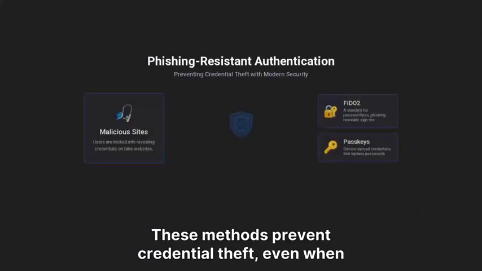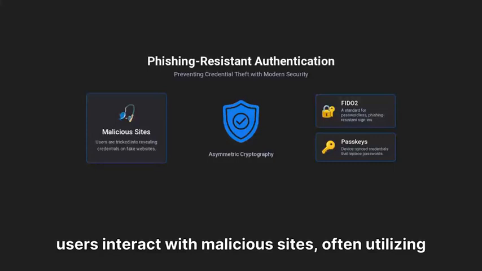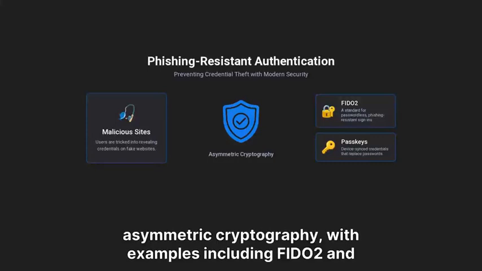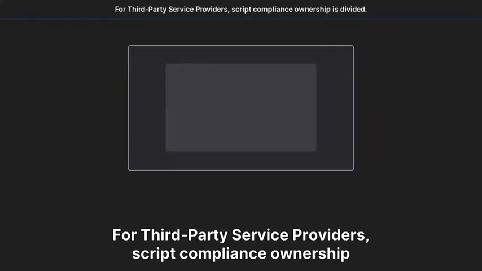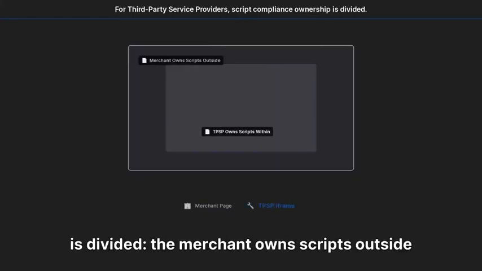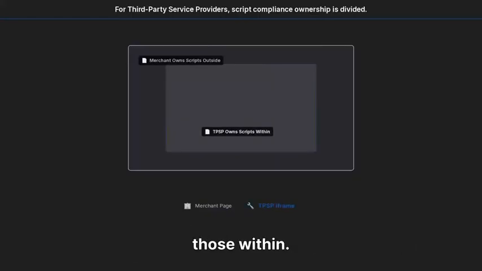These methods prevent credential theft, even when users interact with malicious sites, often utilizing asymmetric cryptography, with examples including FIDO2 and passkeys. For third-party service providers, script compliance ownership is divided. The merchant owns scripts outside the TPSB's frame, while the TPSB owns those within.